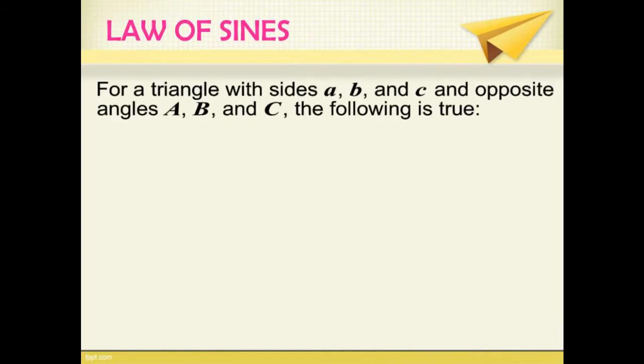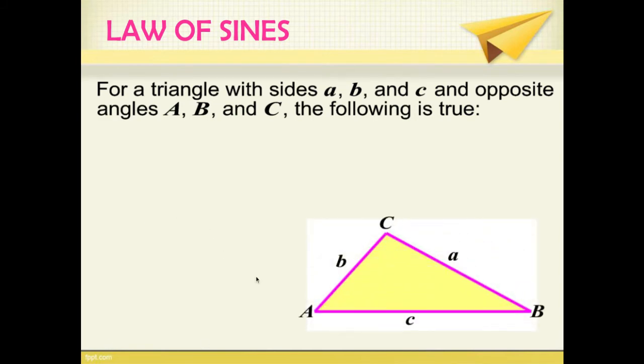for a triangle with sides A, B, and C and opposite angles A, B, and C, the following is true. So this is our triangle. This is triangle ABC. As you can see, angle A is here. The side opposite angle A is side A, denoted by the small letter a. This is angle B. The side opposite angle B is side B, denoted by the small letter b. This is angle C. The side opposite angle C is side C, denoted by the small letter c.